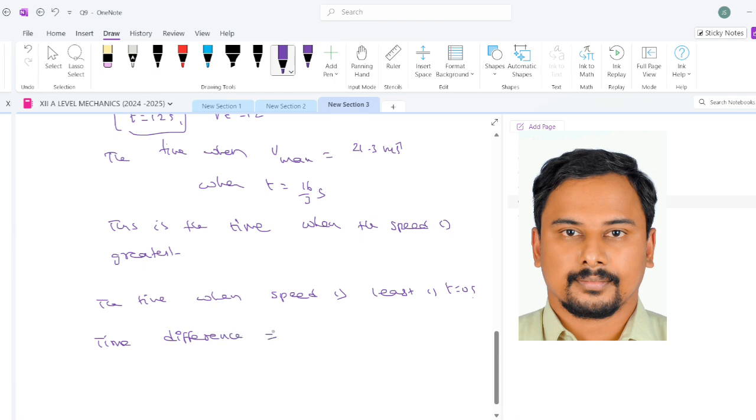Therefore, time difference is equal to 16 by 3 minus 0, which is equivalent to 16 by 3 seconds. So that is the answer for this question part B. Now we'll come to the 11th question.